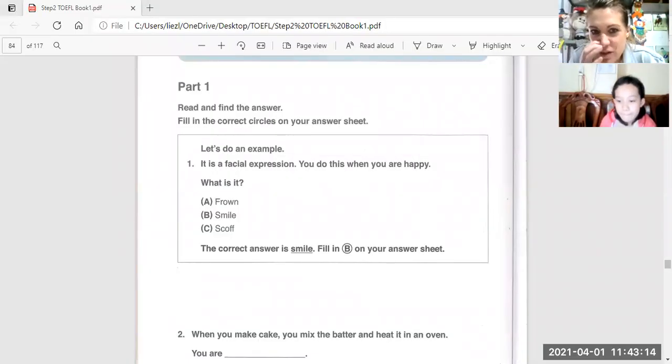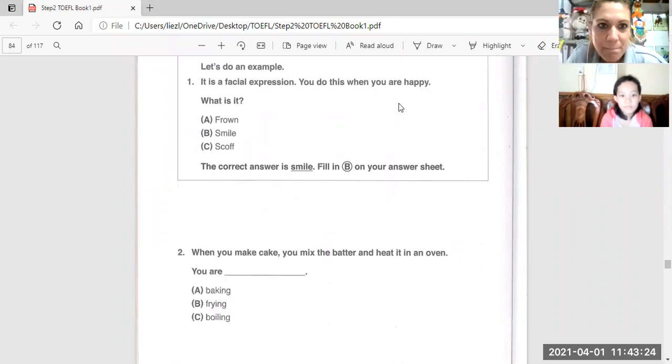Fine, thanks. Good. Okay. So today we're going to do the reading test. The practice test, okay? So we're going to read and choose the best answer, okay? All right. Let's start with part one. Let's start with this one here. Let's do the example first, all right? Yes. Okay, let's read number one.